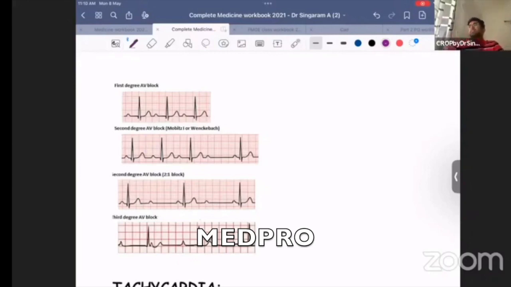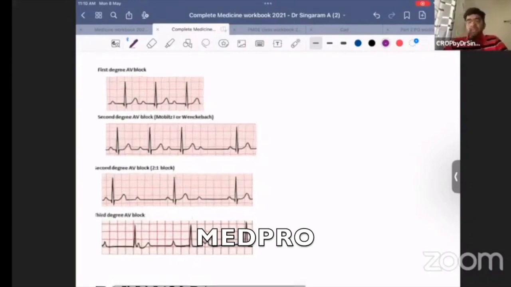Yes. Comment on this. This is the first degree heart block. Any comments on this about the first degree heart block? First of all, whenever you are looking at an ECG strip, you have to first start with the basics. See whether all the waves are normal or not. Is there any problem in the waves or the segments? You have to look at that.